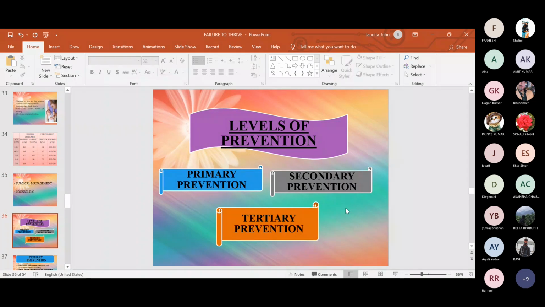Next is levels of prevention. As you all might be aware about the levels of prevention, there are 3 preventions in general, that is primary, secondary and tertiary. Jayati, you came so late, now answer this question. Levels of prevention, we have primary, secondary and tertiary. Do you know the basic meaning of primary, secondary and tertiary?